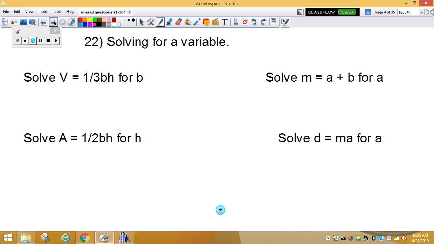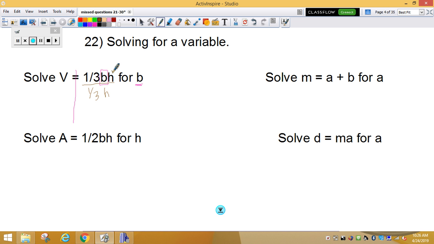22, solving for a variable. Our goal is to get the letter it gives us, so in this case, it's a B, all by itself. So I'm going to put a box around the B, and I want to move everything that's with that box. So I want to move the 1/3, and I want to move the H. So everything's multiplying. And the opposite of multiplying is dividing. So I'm going to divide by 1/3 and I'm going to divide by H. Okay, if you missed 22, I want you to write this down. If you missed number 22 and you're coming back to this, you need to write these problems down.